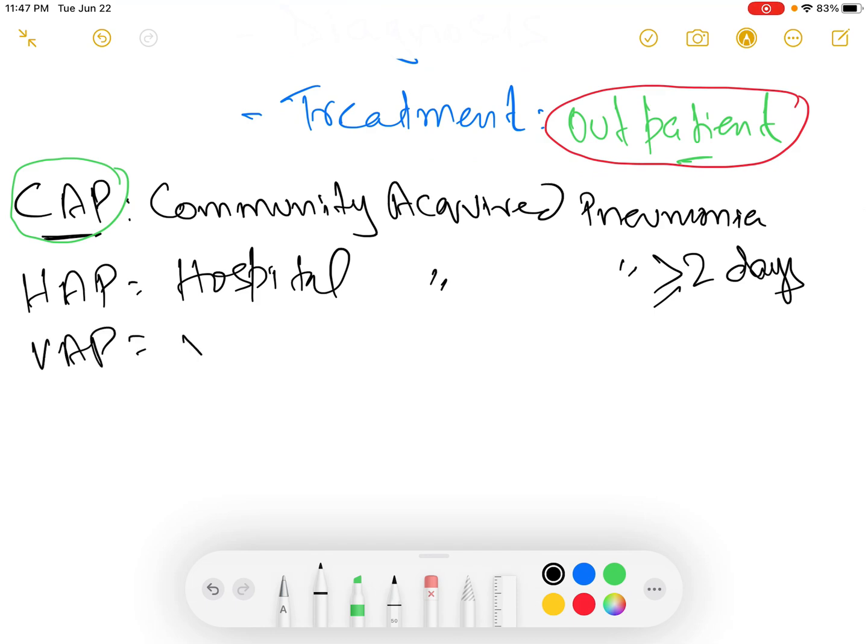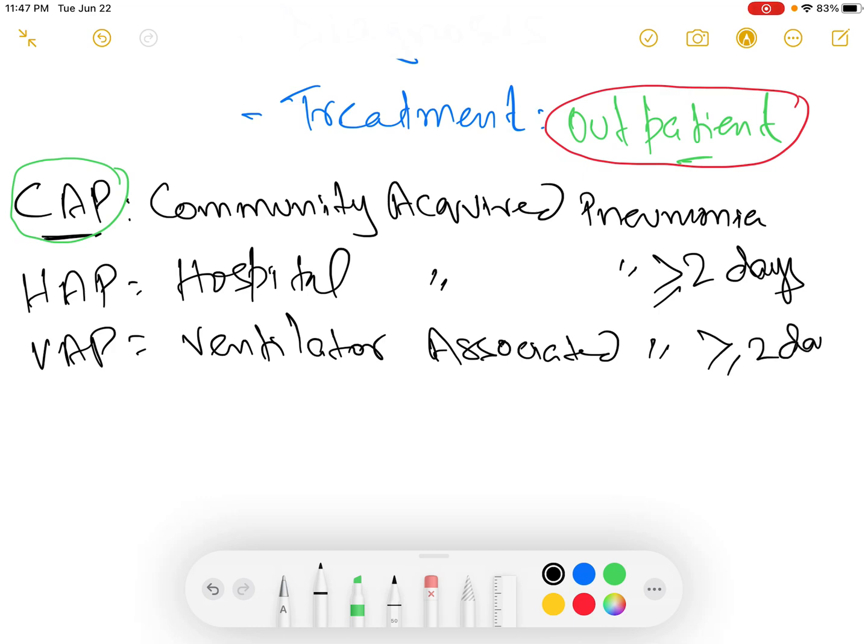The other one is called VAP. This is your ventilator associated pneumonia. And this is where the patient gets the pneumonia 2 days after being intubated. So that's called VAP. We won't talk about VAP and HAP.